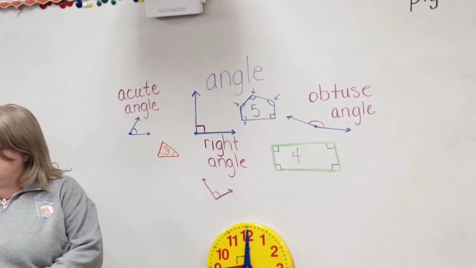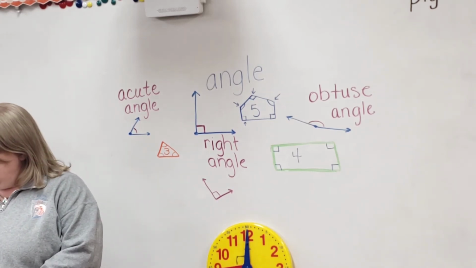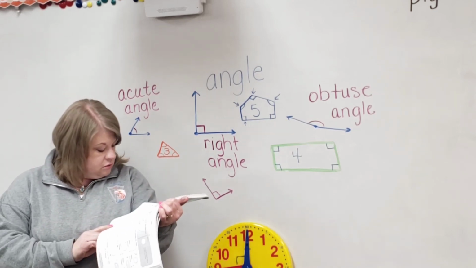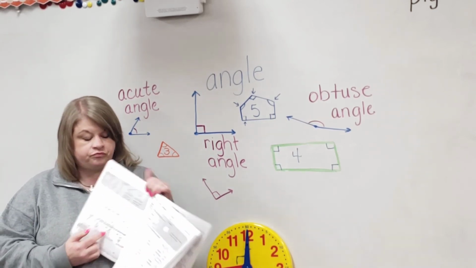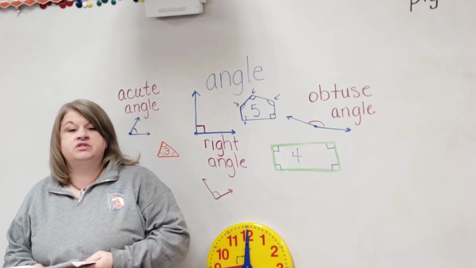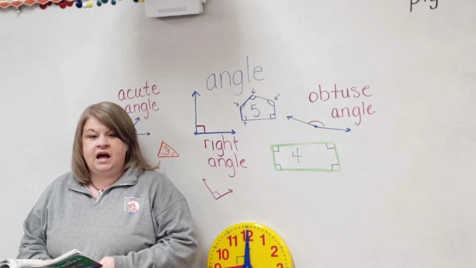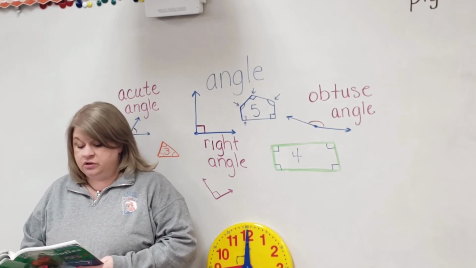Go ahead and close the hardcover book. And I'd like you to take out your worksheet 112. It says angles at the top. So go ahead and get that out. If you need to pause it to get it out, that's fine. You can do that.